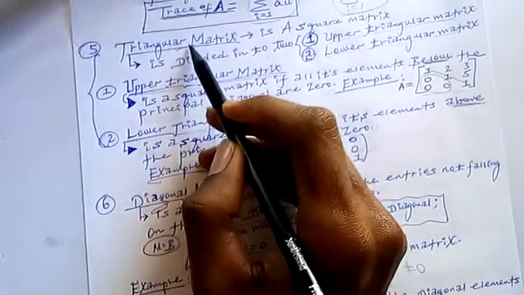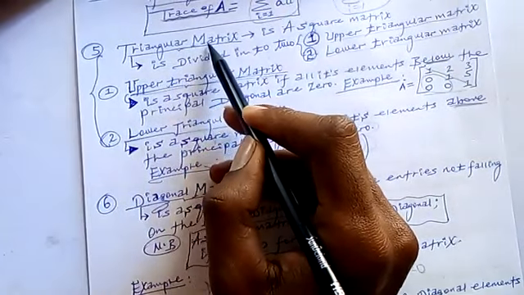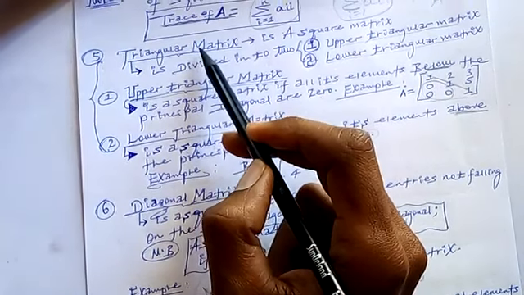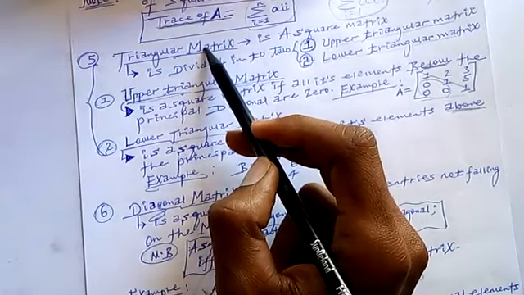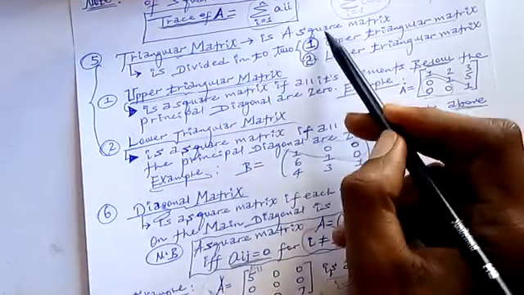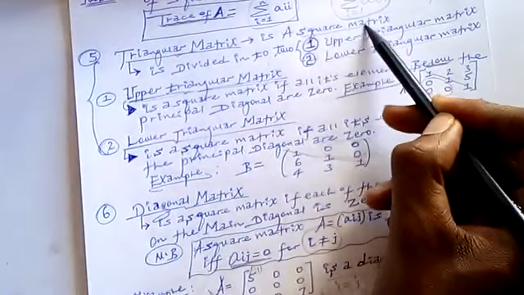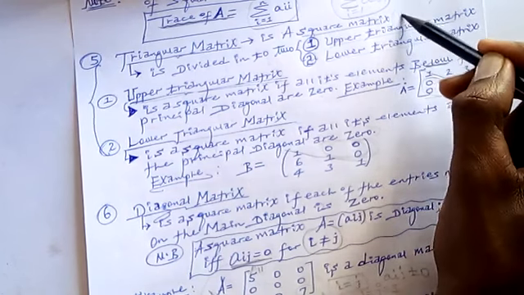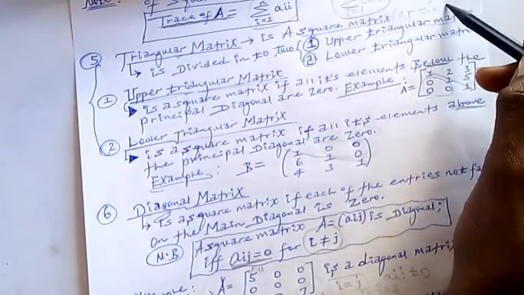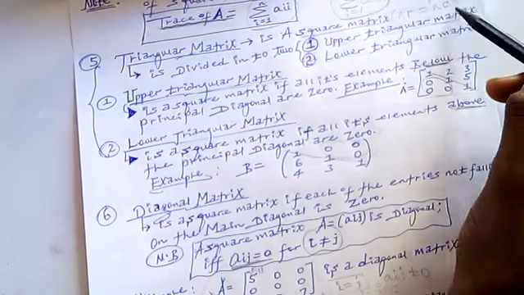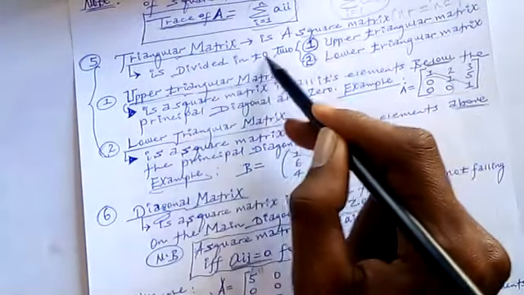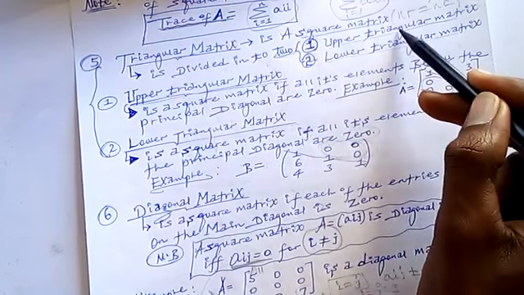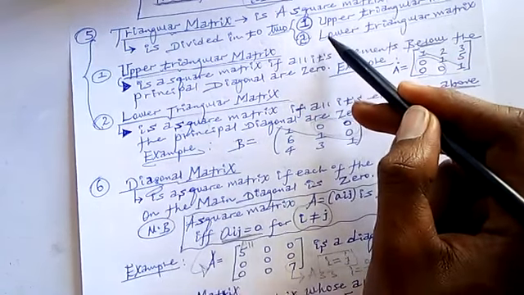The fifth type of matrix is the so-called triangular matrix. A triangular matrix is a square matrix, meaning the number of rows is equal to the number of columns. Triangular matrices are divided into two types: upper triangular matrix and lower triangular matrix.